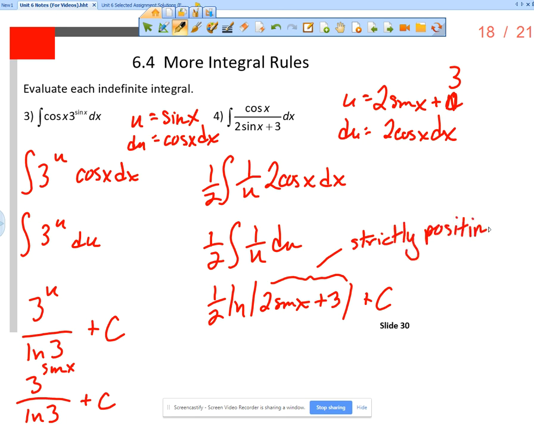And if this thing is strictly positive, that means that the absolute value is unnecessary. So it would be just the quantity 2 sine x plus 3, not the absolute value. So that's one thing where if this was multiple choice, you would not see a multiple choice answer that has the absolute value bars because that would be redundant. All right? And so that one's kind of weird, but that's the way it goes sometimes. All right? So that's slide number 30.